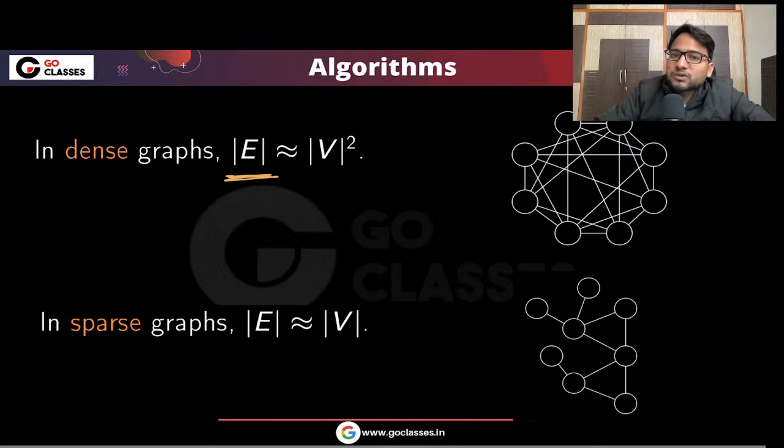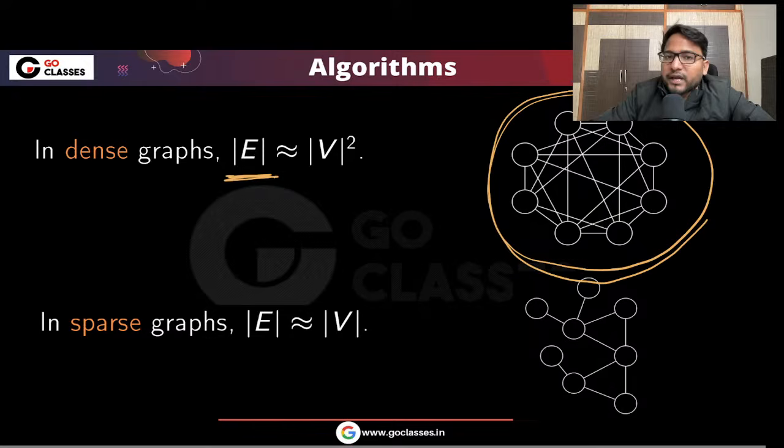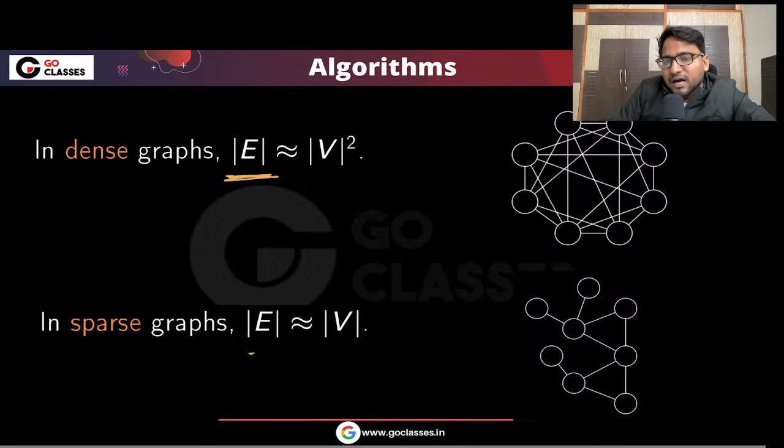Now when we talk about the dense graph, the number of edges could be V square, which means the graph is so dense that there is an edge between every pair of vertices. So here the number of edges could be as good as V square. In the sparse graph, it could be maybe just V or something.